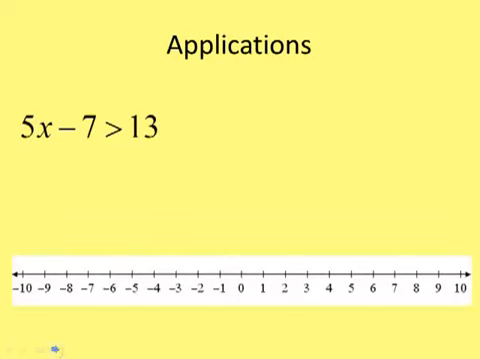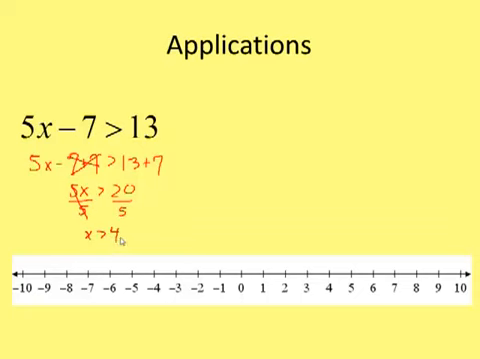So applications that this is used for would be like this. If we have this inequality, to solve this, we would add 7 to both sides, so we have 5x minus 7, but we have to add 7 to both sides. Then minus 7 plus 7 is 0, so that's gone. So now we just have 5x is bigger than 20, and we would divide both sides by 5. So then we get x is bigger than 4.